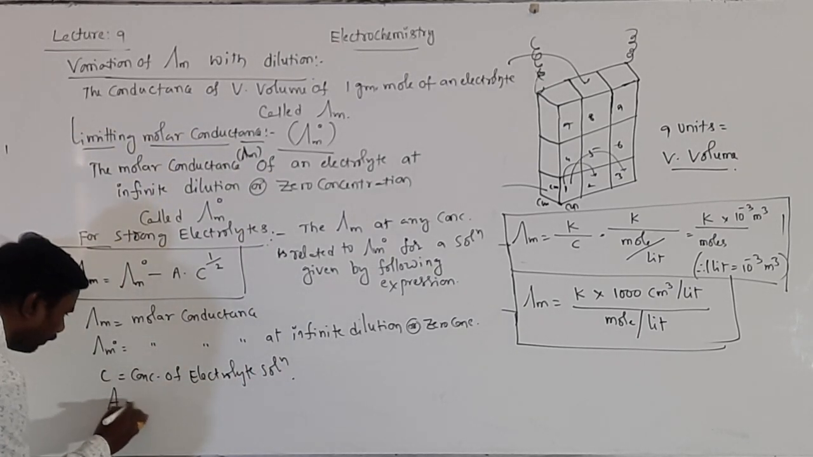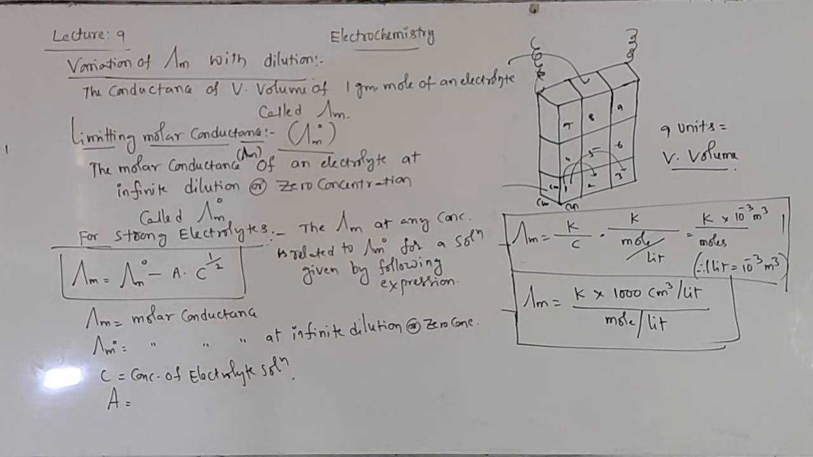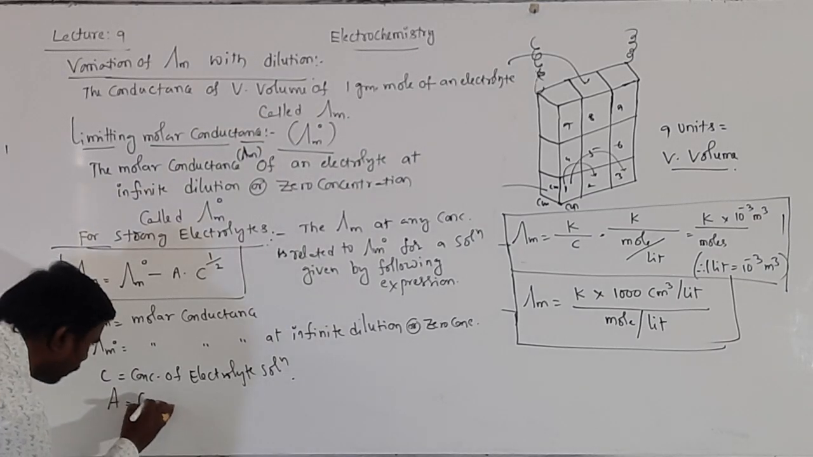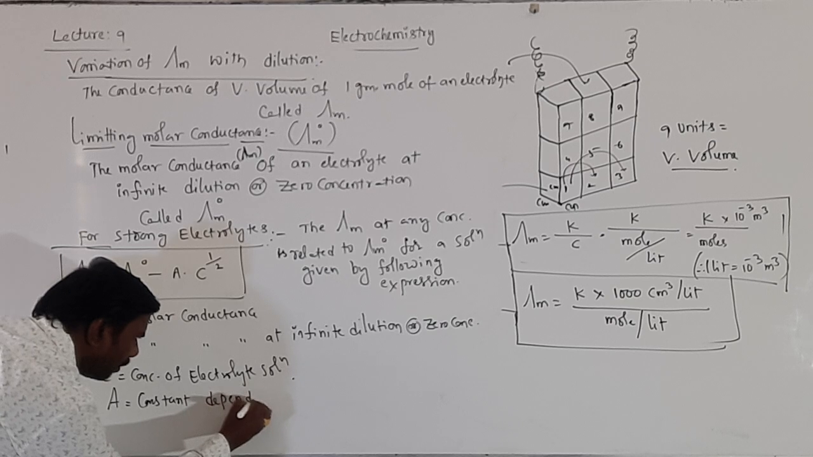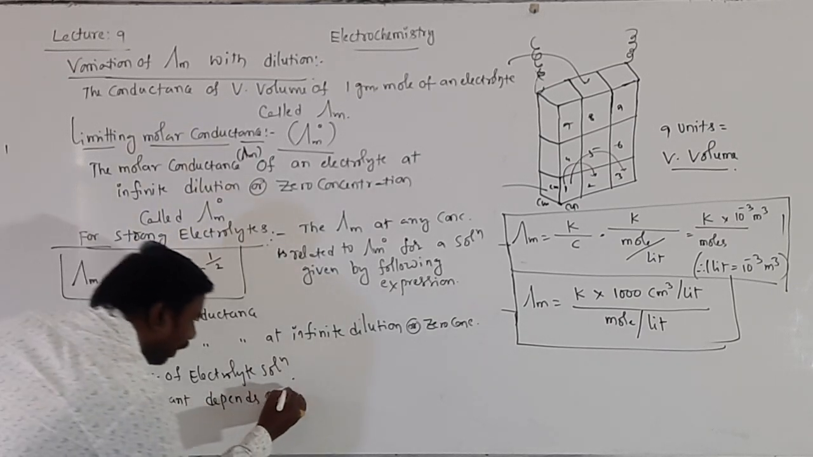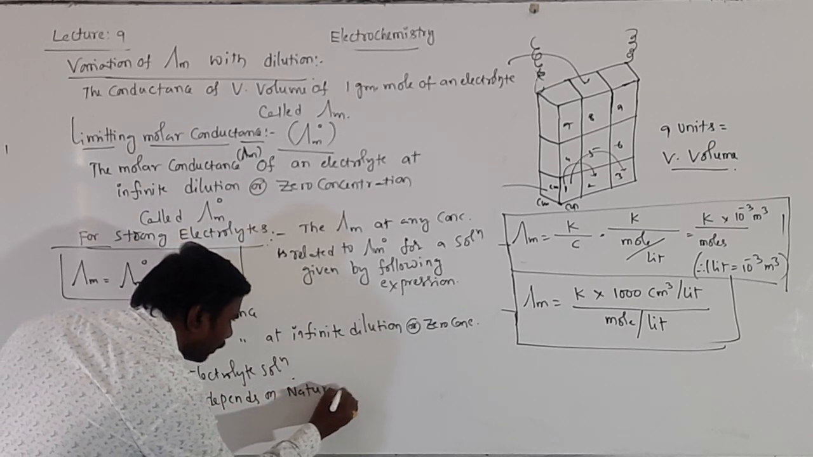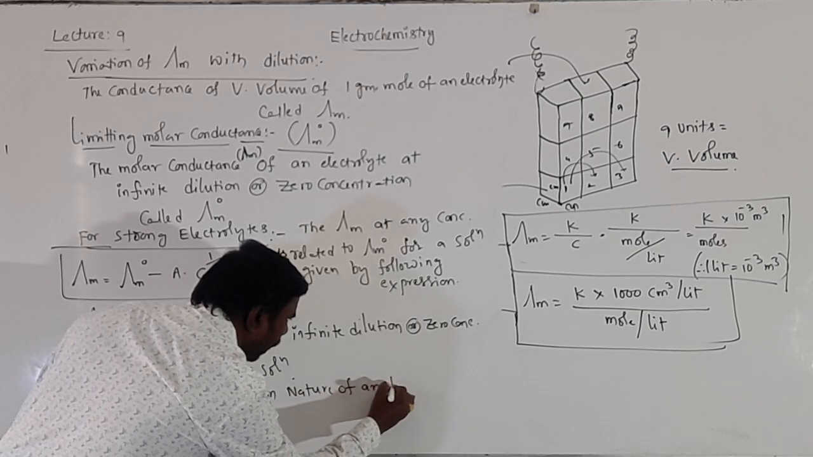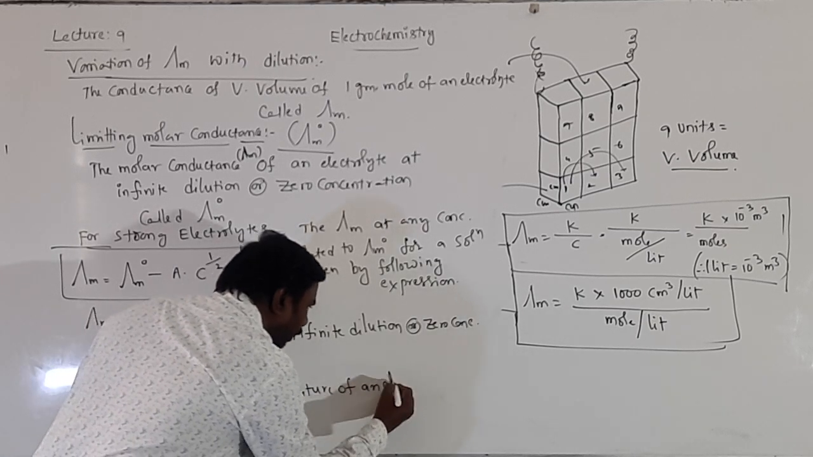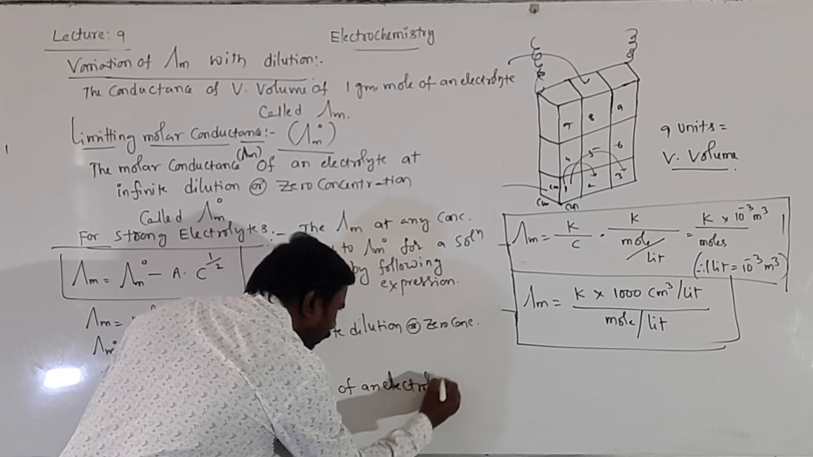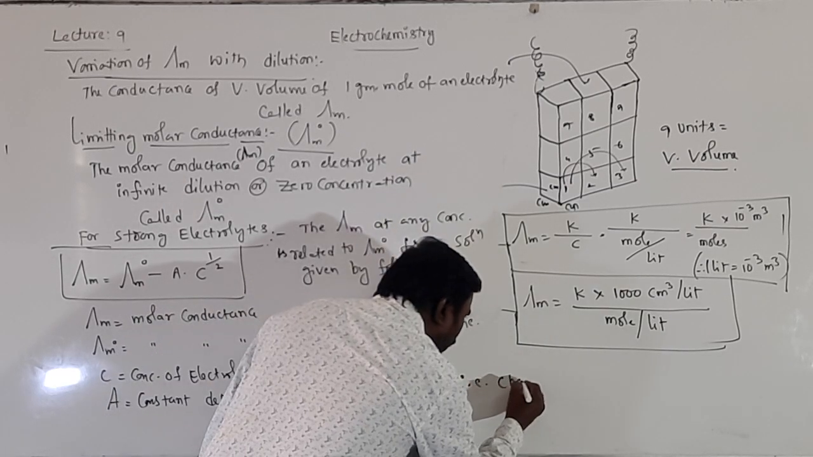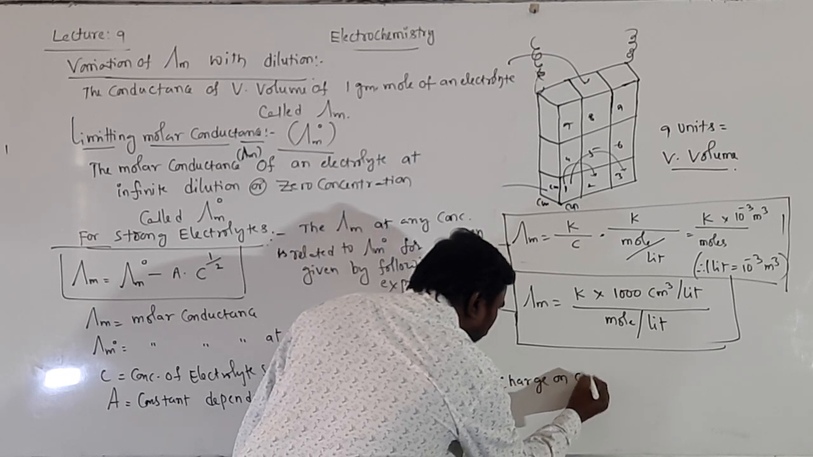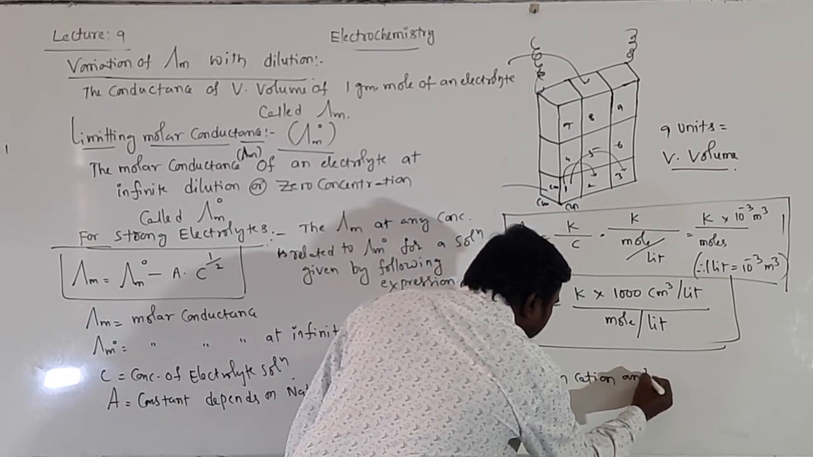A is equal to a constant here. A depends on the nature of the electrolyte, that is, the charge on the cation and anion.